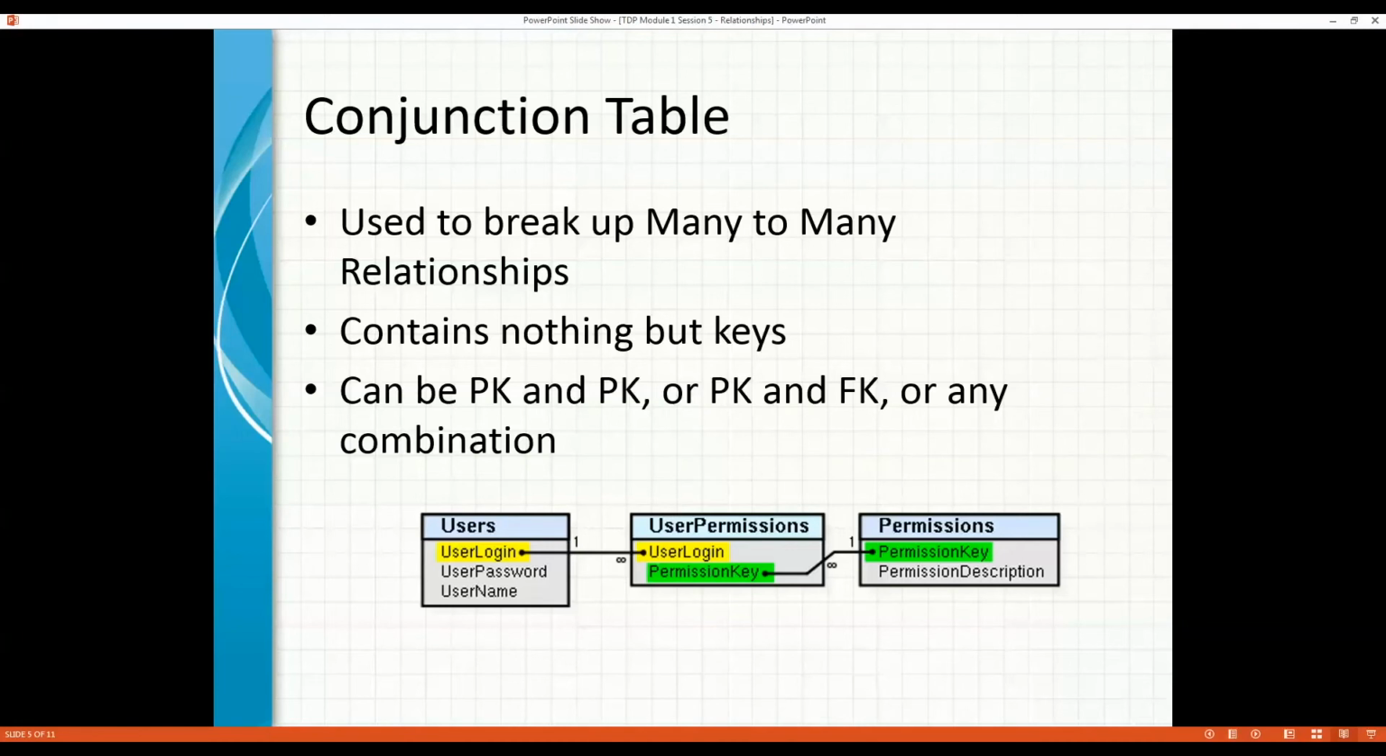Now, in this instance, let's say I want to find out all the permissions that user 1 has. When I go to the conjunction table and I look up user 1, it might say user 1 permission key number 1 admin, user 1 permission key number 2 system administrator, user key number 1 permission key number 3. It'll be listing all of the different keys for the permissions associated with that user's login. This makes it a little bit easier for me to determine what actual permissions a single person has.